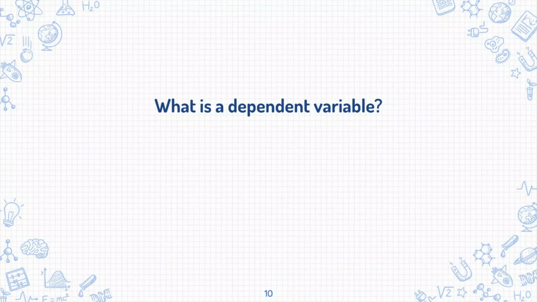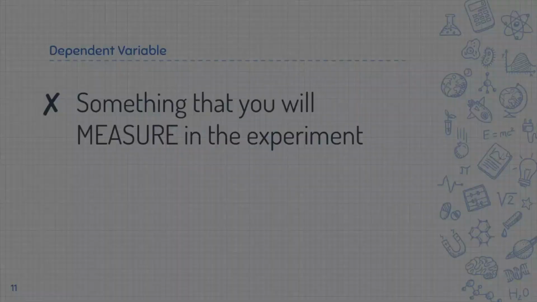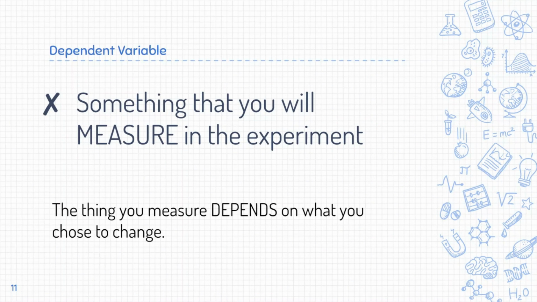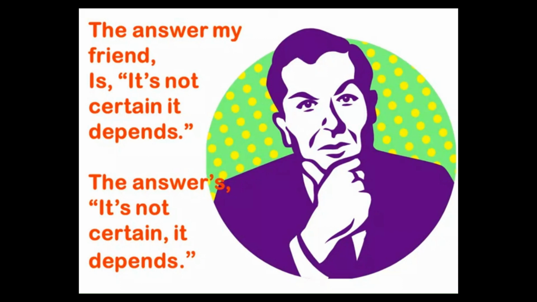What about the dependent variable? A dependent variable is something that you will measure in the experiment. The thing you measure depends on what you chose to change. The answer, my friend, is it's not certain, it depends.